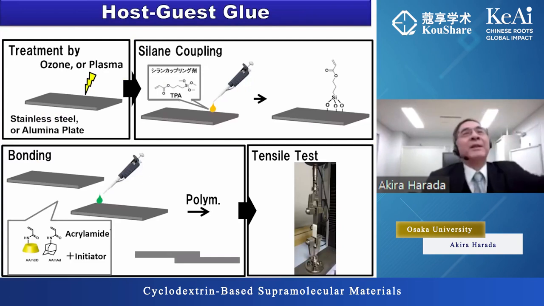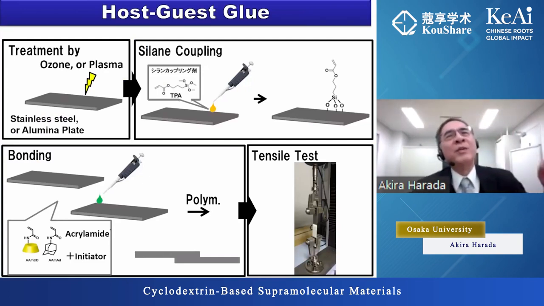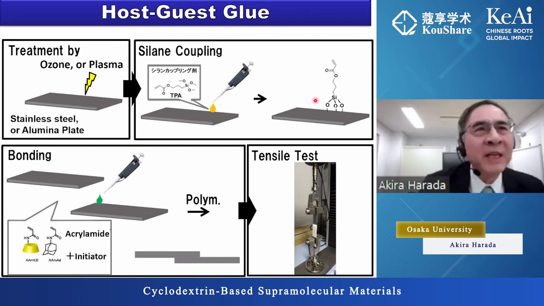Okay, how about the binding between hard materials? In this case, we used an aluminum plate or a stainless steel plate. The plate was treated by ozone or plasma to give hydroxyl groups. Vinyl groups are attached to the hydroxyl groups by a silane coupling reagent. The vinyl group is here. Then the cyclodextrin monomer, guest monomer, and the acrylamide monomer were co-polymerized with these vinyl groups on the plate.